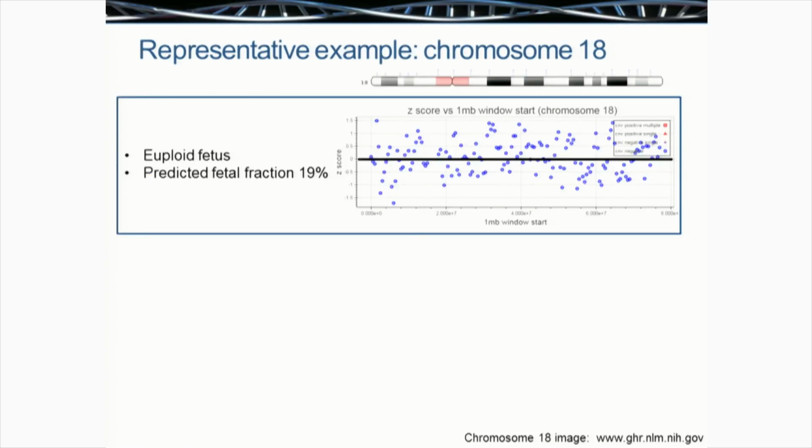So here's what the data looks like. This is a relative chromosome 18. And so what we've done here is flip. I'm showing you a flipped chromosome 18, so the P arm and the Q arm. And so this is showing us the 1 megabyte windows, so starting over here at the P arm, and we just are dividing it into all of those little bins marching across chromosome 18. This is an example of a euploid fetus with a predicted fetal fraction of 19%.